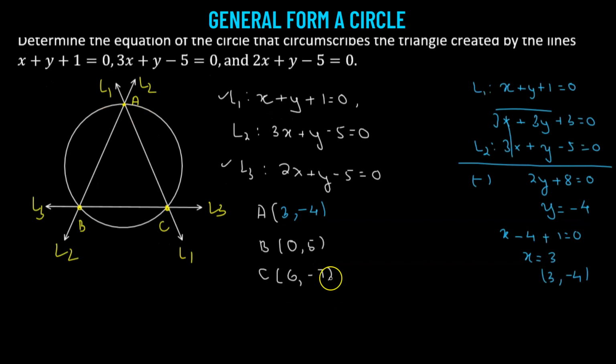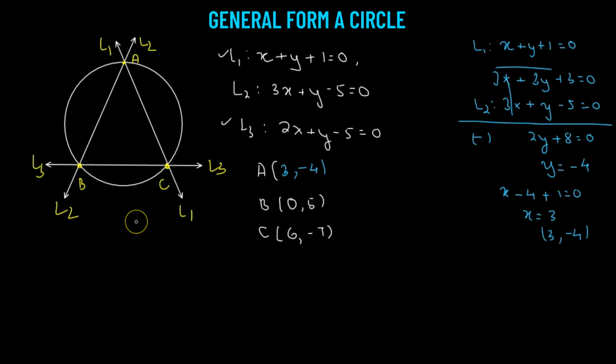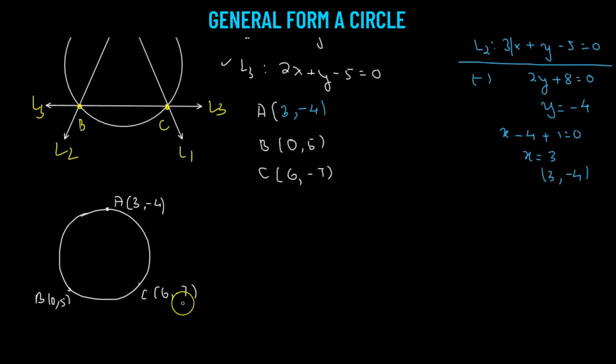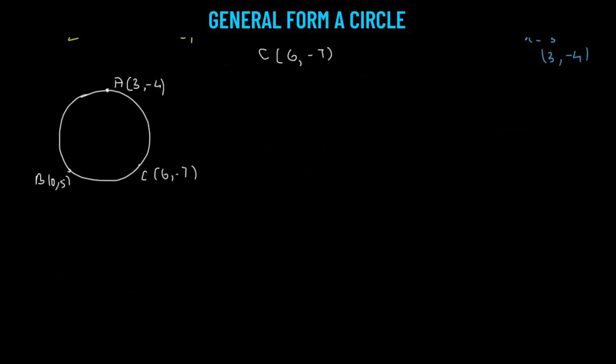So now we have successfully obtained the coordinate points of the triangle. So our problem reduces to a new problem. Now what do we have? We have a circle with 3 points. A has the coordinate 3, negative 4. B has the point 0, 5. And the point C is 6, negative 7. What we can see here is we have a circle that's passing through 3 points.